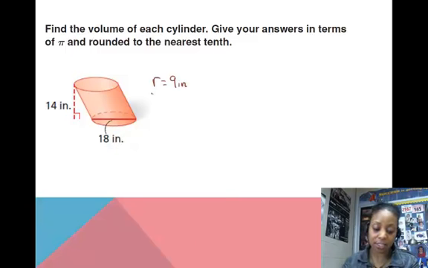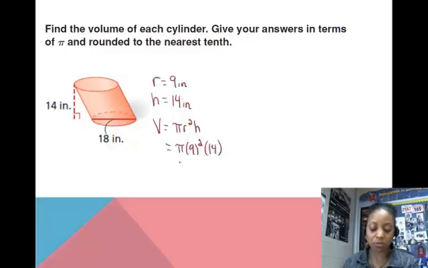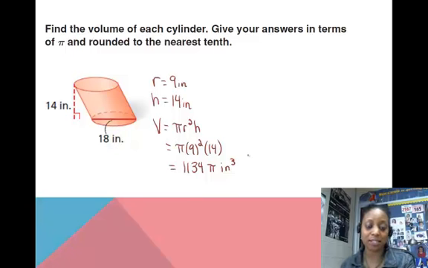And the height is 14 inches. And the volume of a cylinder is pi r squared h. So we have pi times the radius, which is 9 squared, times the height, which is 14, which gives us 81 times 14, which is 1134. So we have 1134 pi, and it is cubic inches because it's inches times inches times inches.